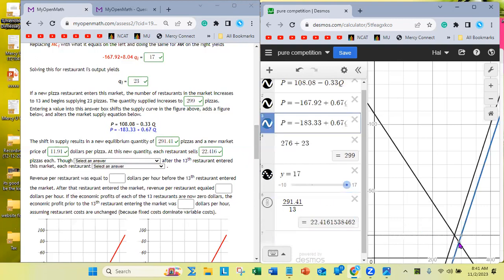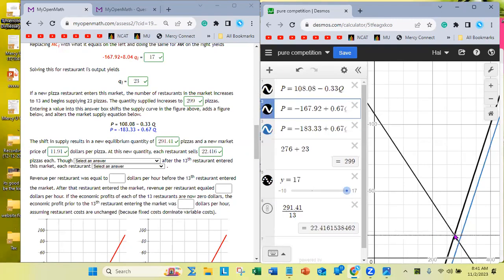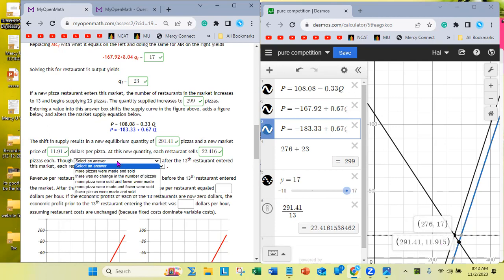So more pizza was produced and offered for sale. Before the firm entered, there were 276 pizzas supplied. Now there are 291.41 pizzas supplied and sold. So the market quantity increased. More pizzas were made and sold.